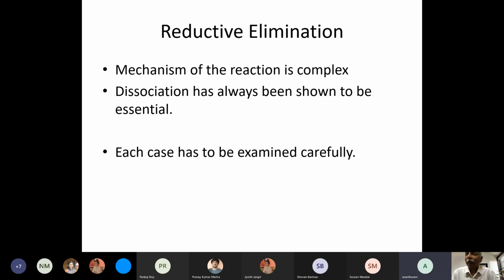Excuse me, sir. Anantu, yes. Sir, have they done any experiments with the cobalt complex you have shown before without iodine, like a complex which cannot bridge?